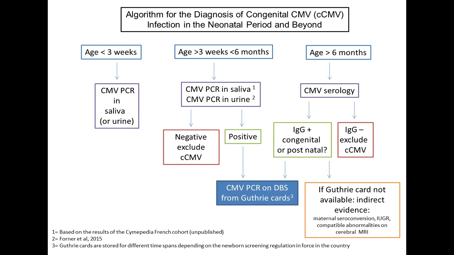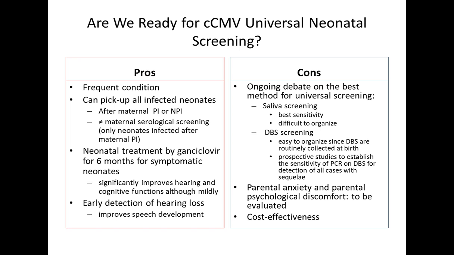If the baby is over 6 months, you can do a CMV serology. A negative IgG, of course, excludes congenital CMV. A positive one can be congenital or postnatal, and you can, again, try to do the CMV PCR on DBS if the Guthrie record is still available. And if the Guthrie record is not available, has been thrown away, you have to gather indirect evidence such as maternal seroconversion, growth retardation, compatible abnormalities, and cerebral MRI.